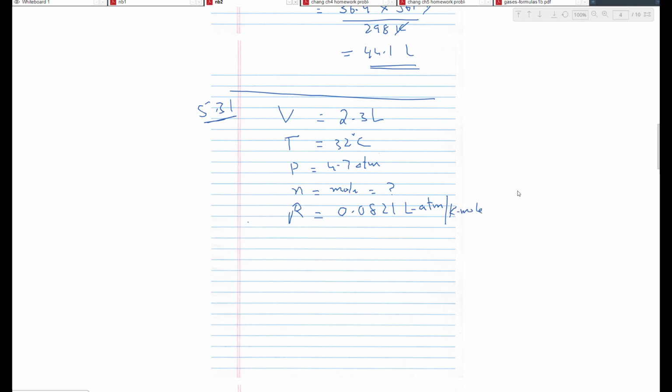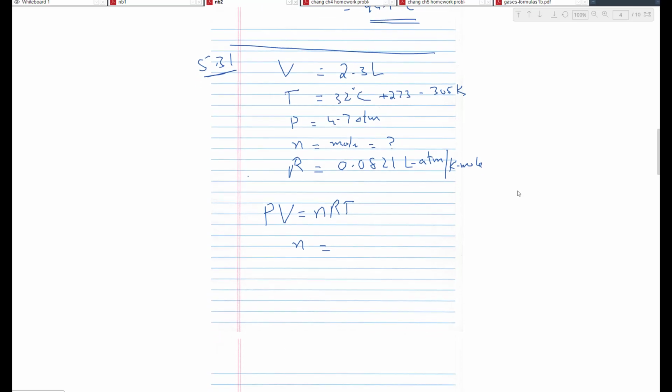Do we have to change any unit before solving this one? Yes, the temperature to Kelvin. So I'm going to add 273, and what will you get? 305 Kelvin. All right. Now we have to calculate n. So can you rearrange this formula for n? n is equal to PV over RT. That's great. And just plug in the value.